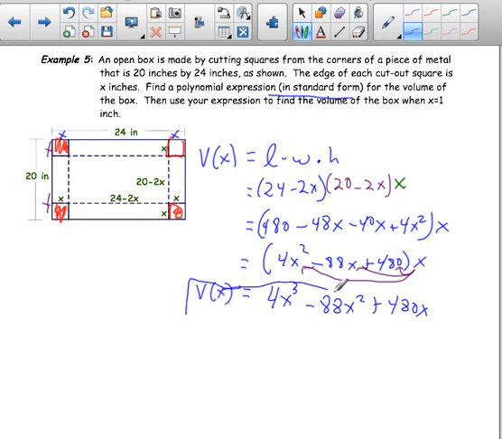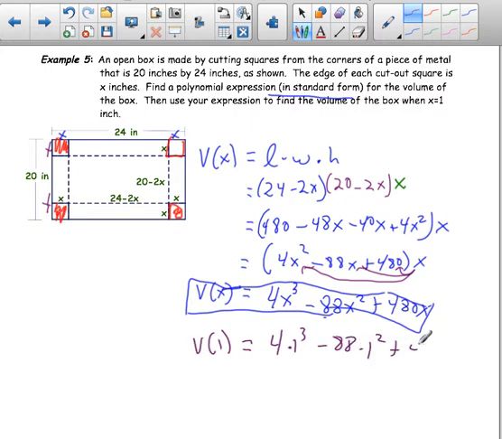Find an expression for the volume as a function of x. Okay, and now we need to find the volume when x equals 1 inch. So find V of 1, which means we'll substitute 1 in everywhere we see x in the expression. So I'm doing that now. This is going to give us 4 minus 88 plus 480. And if you do that computation, you find out that the volume is 396 inches cubed.